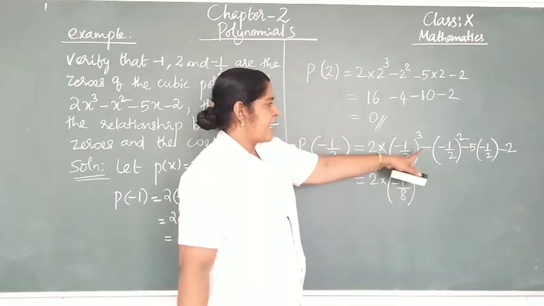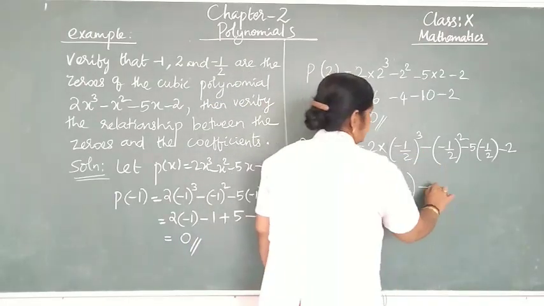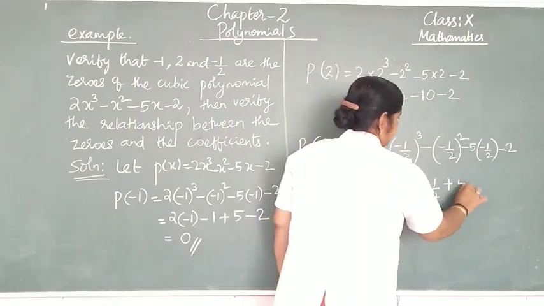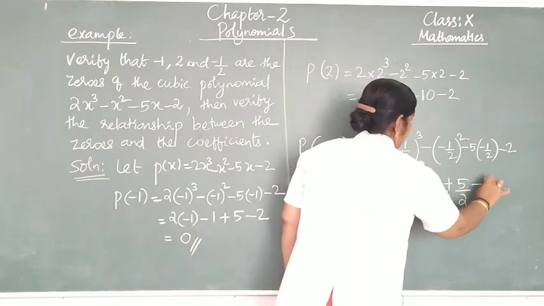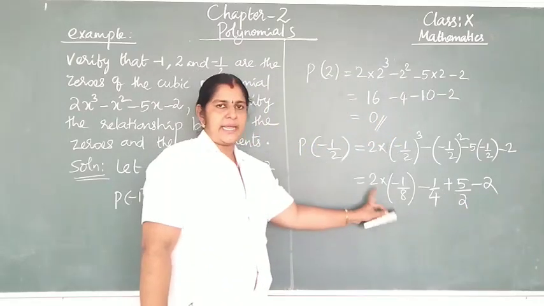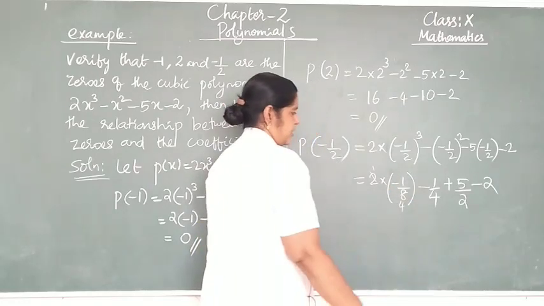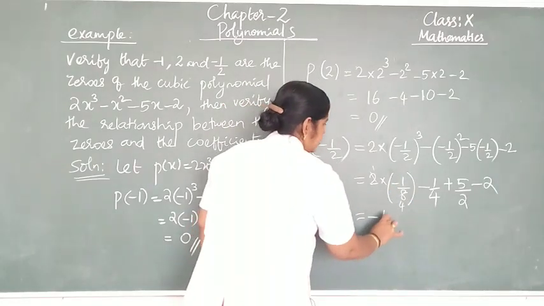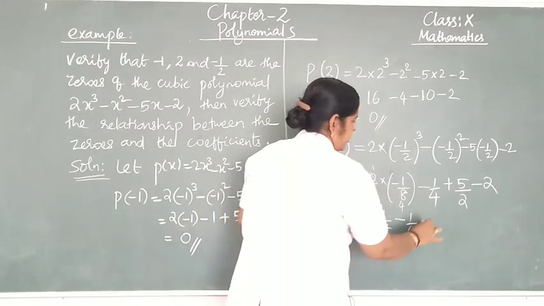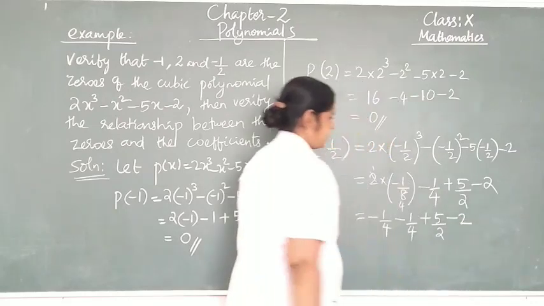Then minus 1 by 2 the whole square is 1 by 4. So that is minus 1 by 4, and here minus into minus gives plus 5 by 2 minus 2. Now we can reduce this 2 and 8. So that 1, 2 is 2, 4 2s are 8. We get minus 1 by 4, again minus 1 by 4, plus 5 by 2, minus 2.